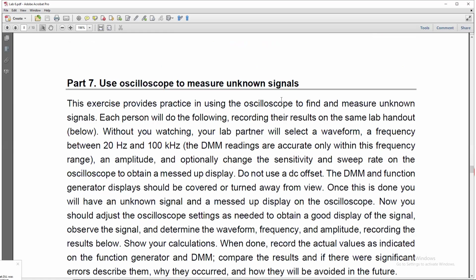Again, the oscilloscope is a measurement device usually used for AC, but still you can use it for DC. Okay, thanks very much.